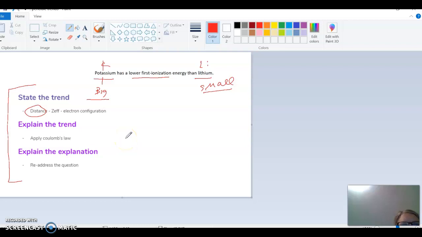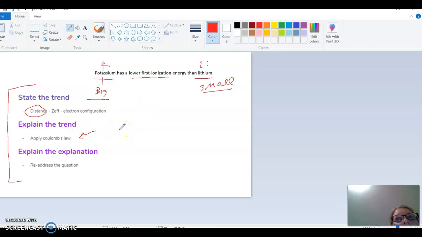Sentence number 2, wait, okay. Potassium is a larger atom than lithium because, that's a key spot, I was thinking where I was going to put that, because potassium has more energy levels than lithium. Energy levels is the word you want to use, not just orbitals. So I would say potassium is a bigger atom than lithium because it has more energy levels. Second part, a greater number of energy levels means there's a greater distance between the nucleus and the electron.